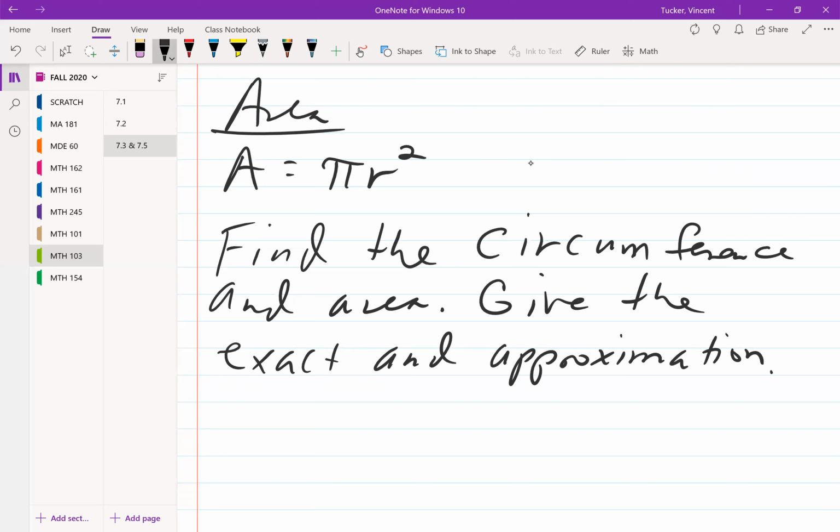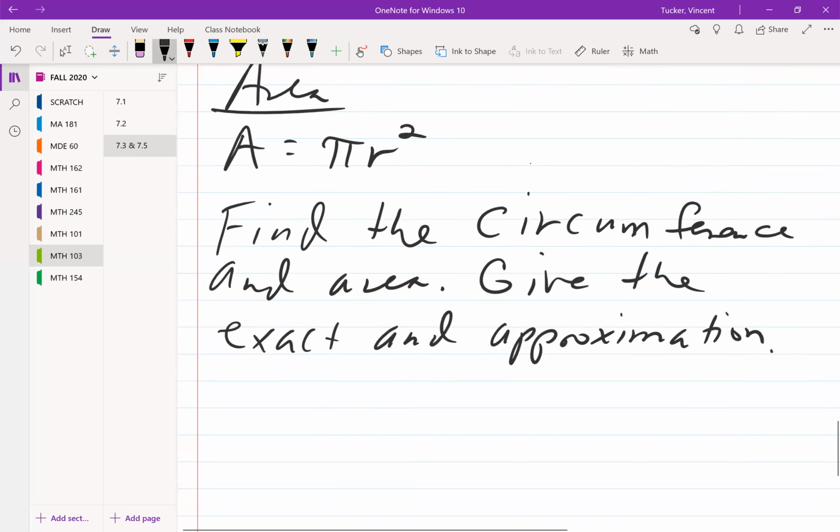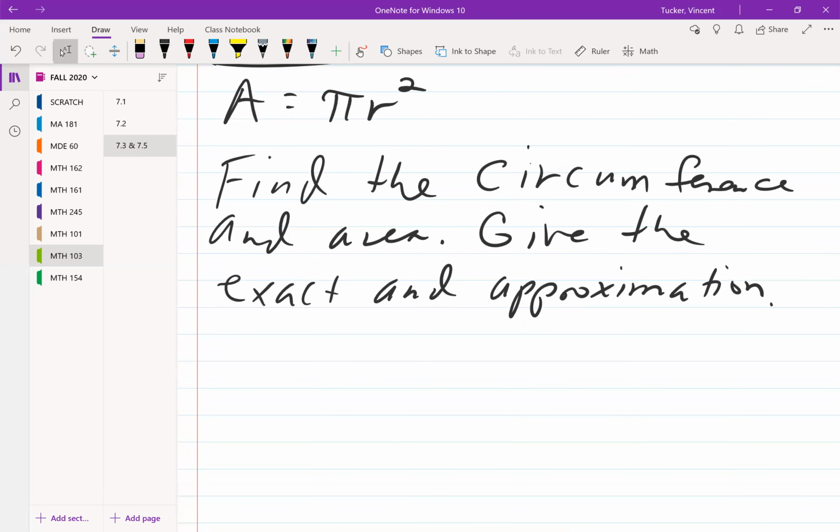All right, so this problem says find the circumference and area, giving the exact and approximation as far as the answer is concerned. So let's see.